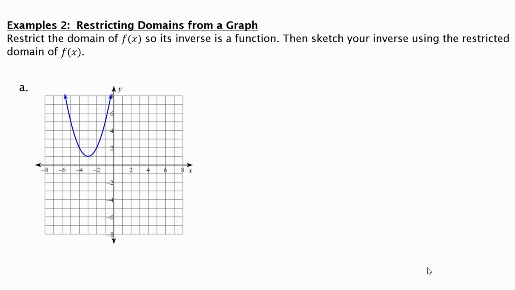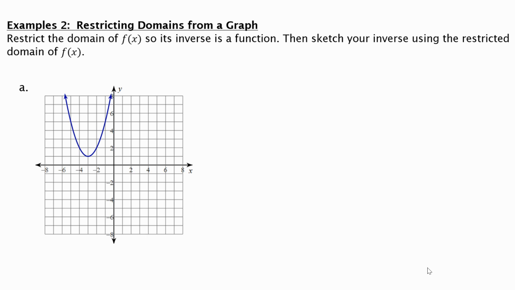In example 2, we're going to look at how we restrict the domain so that we can make a function that's invertible, and then we're going to sketch the inverse using our restricted domain. So when we look at this, we can tell that if we were to create the inverse of this quadratic, it would not be a function. It would be on its side like the last example.